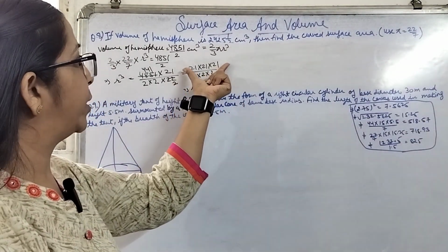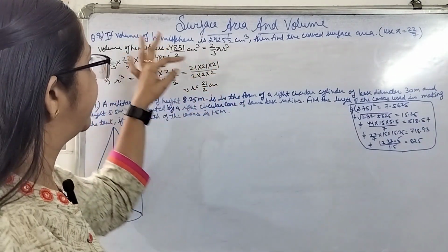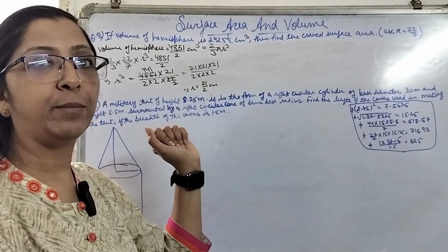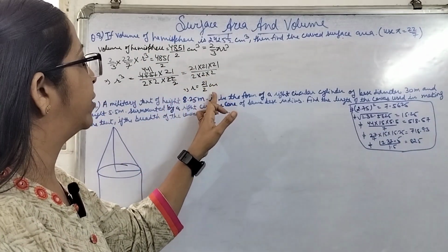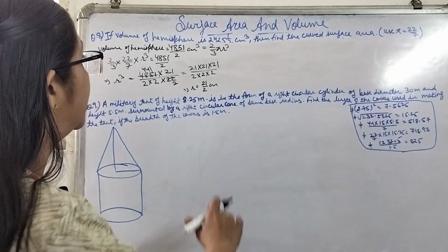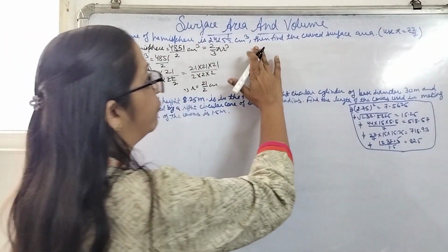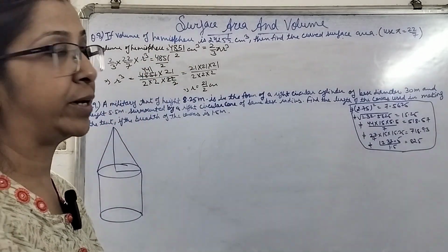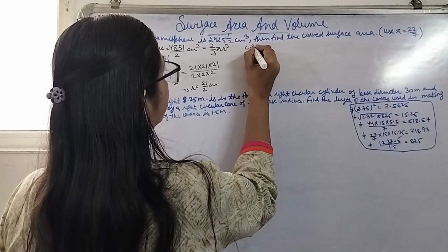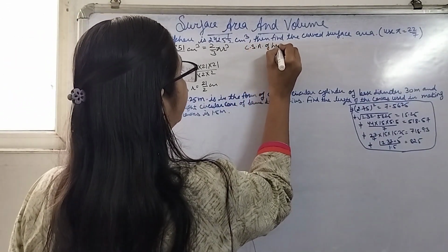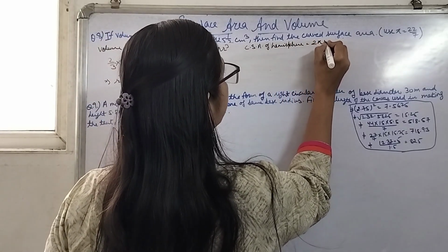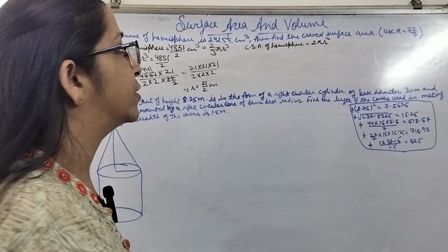From these 3 21s, one 21 will come out when we take the cube root of this, and from these 3 2s, one 2 will come out. So the value of r will be 21 upon 2 centimeter. Now this is the value of r, and we have to find the curved surface area of the hemisphere. We know that the curved surface area of a hemisphere is given by 2 pi r square. This is the curved surface area.